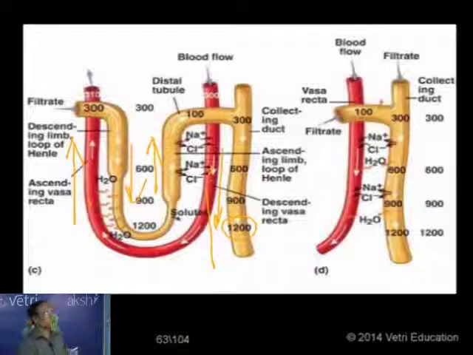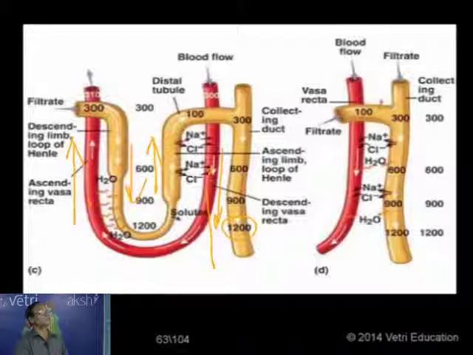So in such a way the two countercurrent mechanisms are operating to maintain the osmolarity, particularly in the medullary interstitium. So don't forget, the sodium chloride or the electrolytes which are leaving from the ascending limb enter the descending limb of vasa recta. The water which leaves from the descending limb of Henle's loop enters the ascending limb of vasa recta.